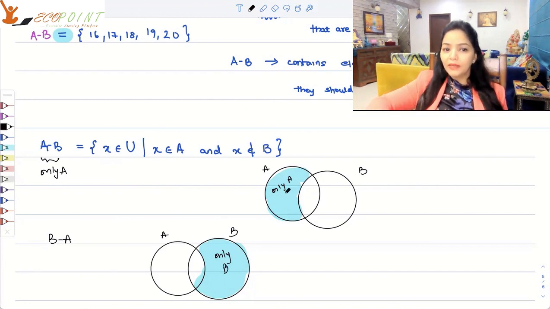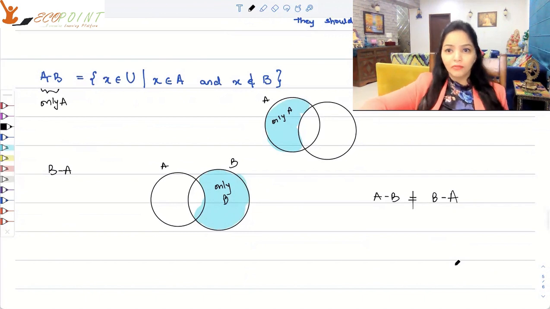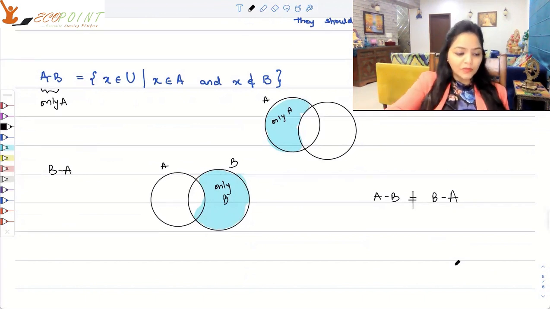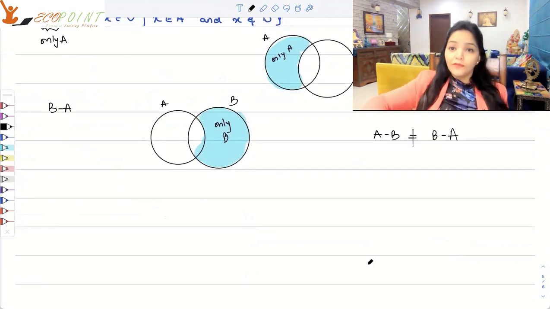Clearly, A minus B is absolutely not equal to B minus A. These are conceptually two different things. In the first, A minus B, you're taking out B from A. In the second, you're taking out A from B. So it is conceptually two different things. Now, you have certain properties and laws associated with difference as well. And that's what we will talk about here.